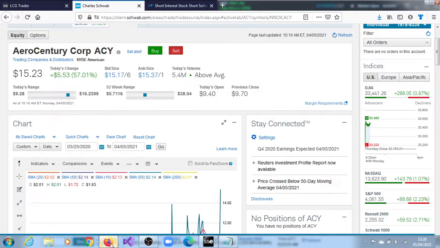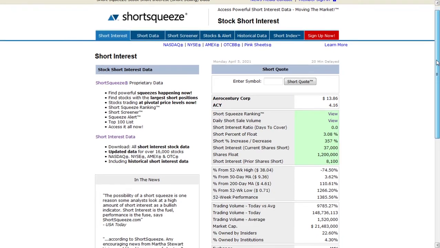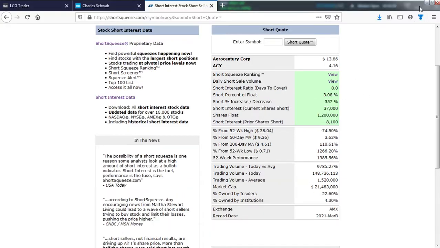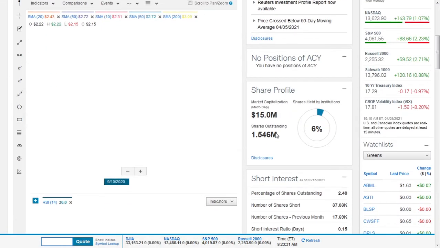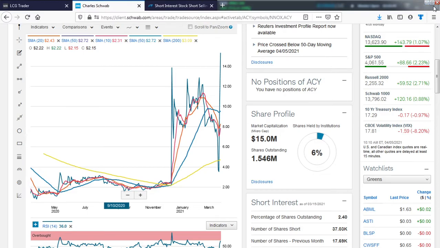If we have to return, we'll try and have a look at the short interest here. It says it's 3%, an increase by 357%. I think this is pretty much what we saw during that last session. We covered the Aerocentury. So the current value is about 37,000. It's obviously a very small float stock. You can see here, pardon our loss of memory, a float of 1.54 million shares. So we have to also inculcate the fact that it has a small float.